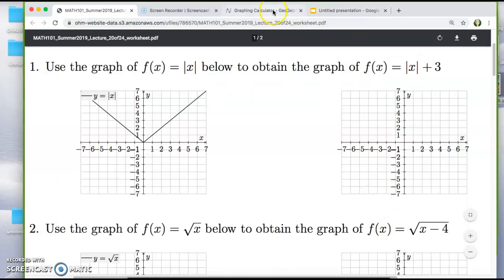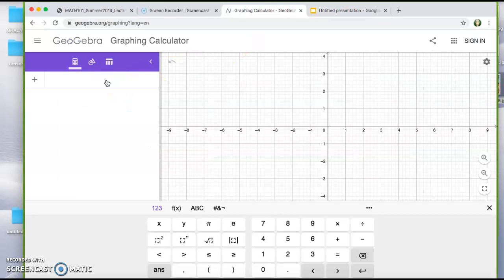Okay, so let's go to my graph, and we're going to first graph the absolute value of x. Here is my absolute value of x. It looks like a V shape. The vertex is at 0, 0. Now, let's see what happens when I add 3 to my absolute value of x. Let's see how the graph changes. So remember, I'm adding 3 to my x value, so my x-axis is going to change.